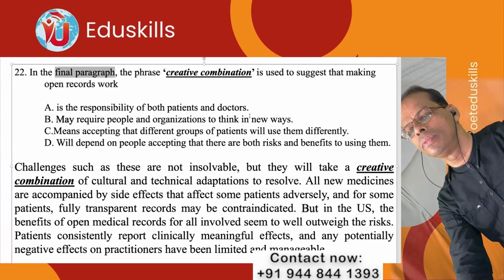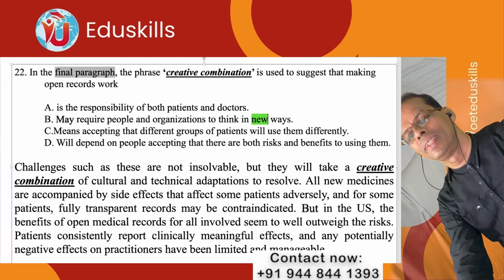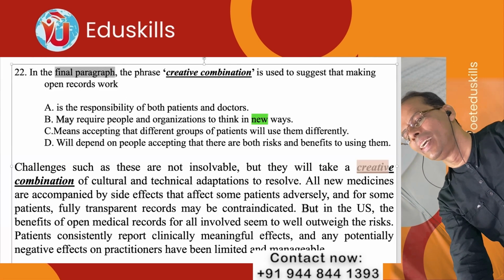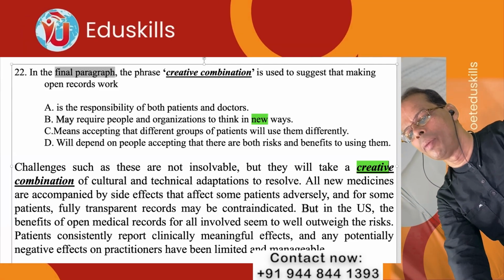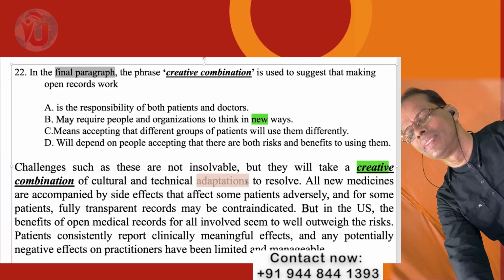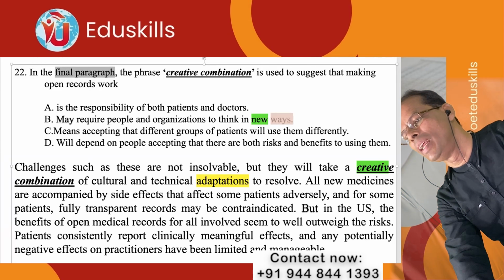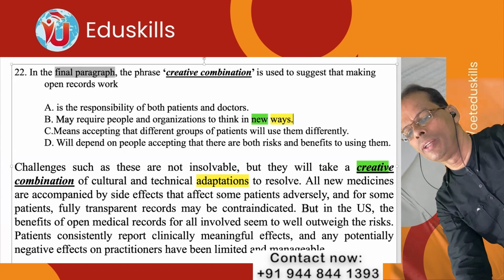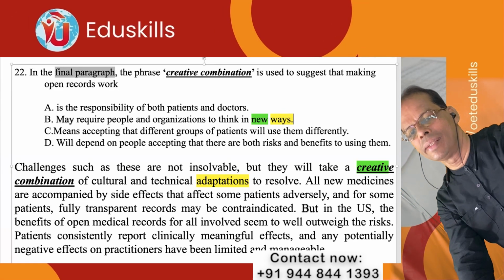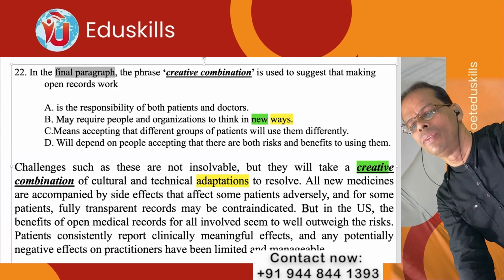Creative combination may require people and organizations to think in new ways. Creative and new, is there any similarity? Yes, they are synonyms. Creative ways, creative combination of cultural and technical adaptations, ways. So normally you have the answer immediately after the highlighted word. If not before, then if you don't find it, you have to go into the previous sentence. That's the normal rule for lexical questions, and you need not read other things which are not required.